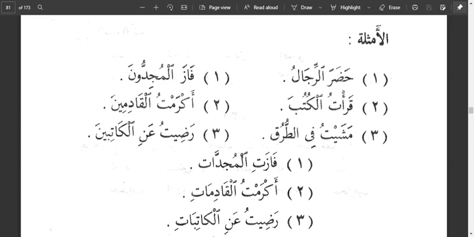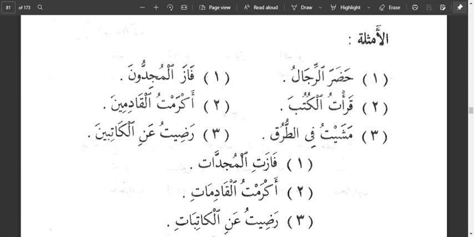We add waw and nun or yaw and nun to the end of the singular word. So the form does not change. We are only adding some other letters to it. The first example here is Fazal Mujidun, the diligent one triumphed or succeeded. So this is from Mujidun.